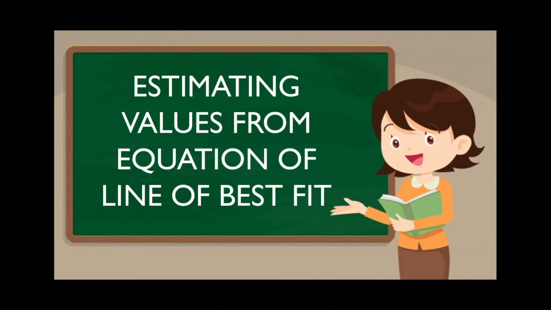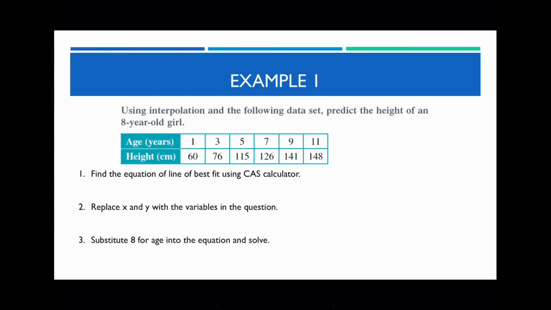So what we're going to be doing is looking at a technique for us to make these estimations a lot more accurate, and then we're going to be looking at the limitations of extrapolation and interpolation in terms of their accuracy itself. So first of all, example 1, the question reads, using interpolation and the following data set, predict the height of an 8-year-old girl. Now these three steps over here are not the actual questions. These are steps that will help you get to the answer.